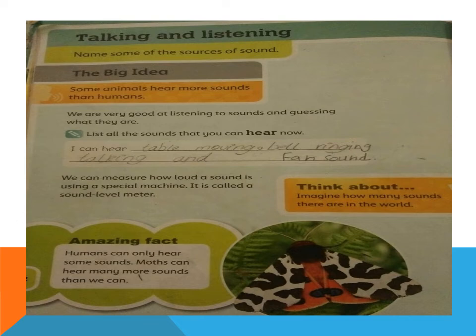Do you know one thing? We as humans have a very amazing sense of hearing, but insects have much better hearing than us. So as you can see, the moth is here. The moths can hear many more sounds than we can. Yes, some of the insects have a much better sense of hearing than humans. Now move towards page number 73.